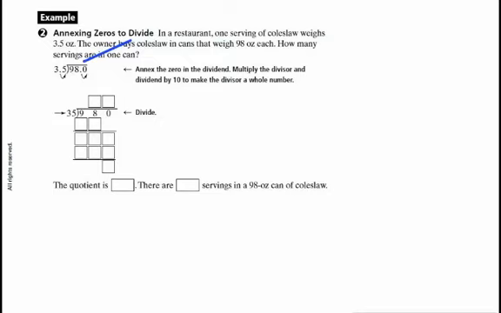And the first step is to move that decimal point like we've done before. So we move the decimal point in the divisor one place. Then we move the decimal point in the dividend one place. And now we're ready to divide. So we have now 980 divided by 35. We ask ourselves, can 35 go into 9? No, it can't. But 35 can go into 98. 35 can go into 98 2 times.